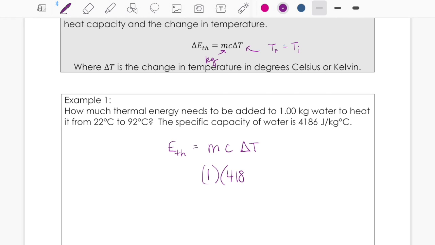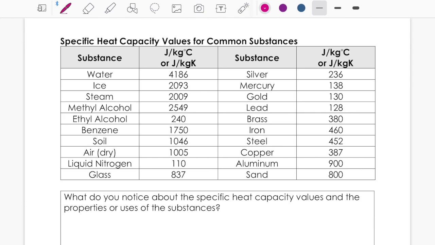So 1 times our specific heat times our change in temperature. Our final was 92 degrees minus 22, which is our initial. Whenever we multiply that out, we get that our thermal energy change is 293,020 joules.